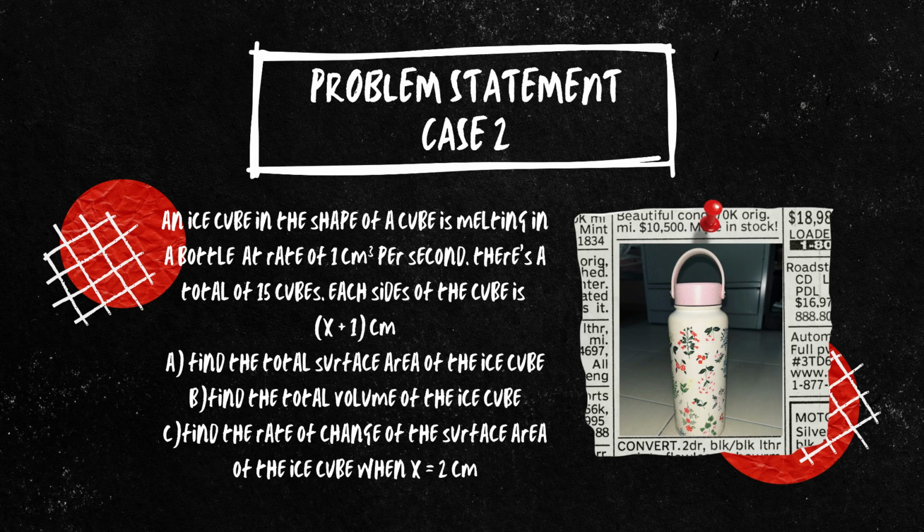Let's move to the problem statement for case 2. An ice cube in the shape of a cube is melting in a bottle at a rate of 1 cm cube per second. There's a total of 15 cubes and each side of the cube is x plus 1 cm. We need to find three things, which are the total surface area, the total volume of the ice cube, and the rate of change of the surface area of the ice cube when x equals 2 cm.